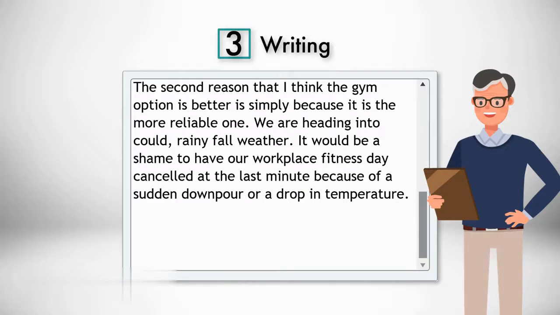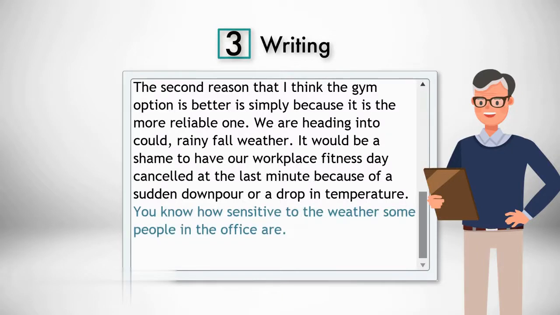Here again I've started with a good transitional phrase at the start of my paragraph, the second reason. It will help the reader follow the organization of my response. I wonder if I can add something here to strengthen my argument. Maybe I can mention how much my coworkers hate bad weather. Adding specific details like this will really help to develop my main ideas. Okay, I think I'm pretty much done.